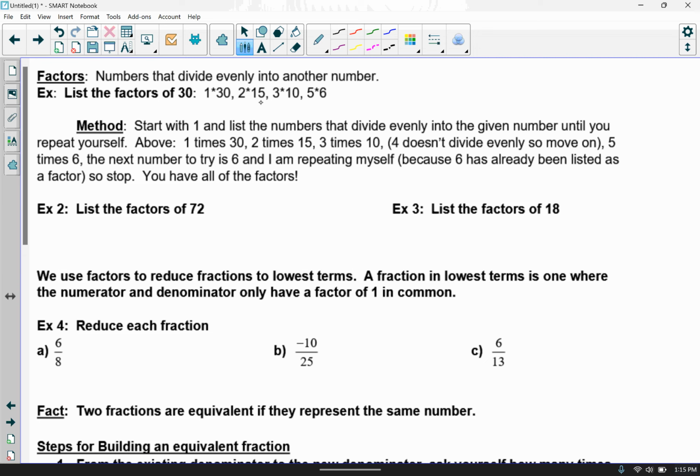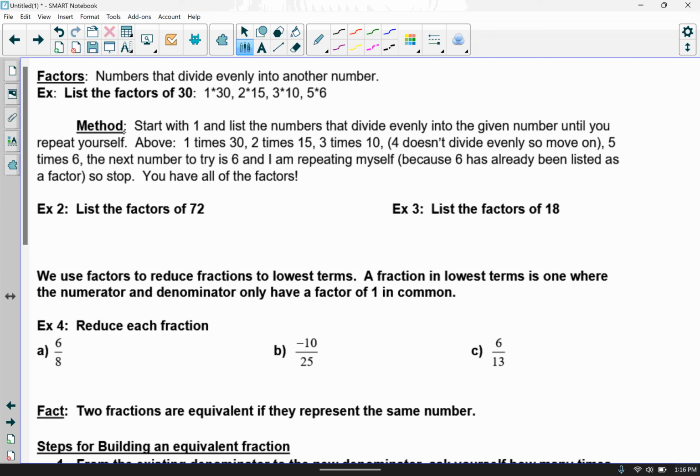The next number in my list after 3 would be 4. Well, if you did 30 divided by 4, it's not going to be an even number. So 4 is not a factor of 30. So I moved on past the 4. Your next number would be 5. 5 goes into 30. 5 times 6. Then the next number after 5 is 6. Once you repeat yourself, then you know you have listed all of the factors. So just start down the normal number line, 1, 2, 3, 4, 5, 6, and so on. But once you repeat yourself, then you can stop.